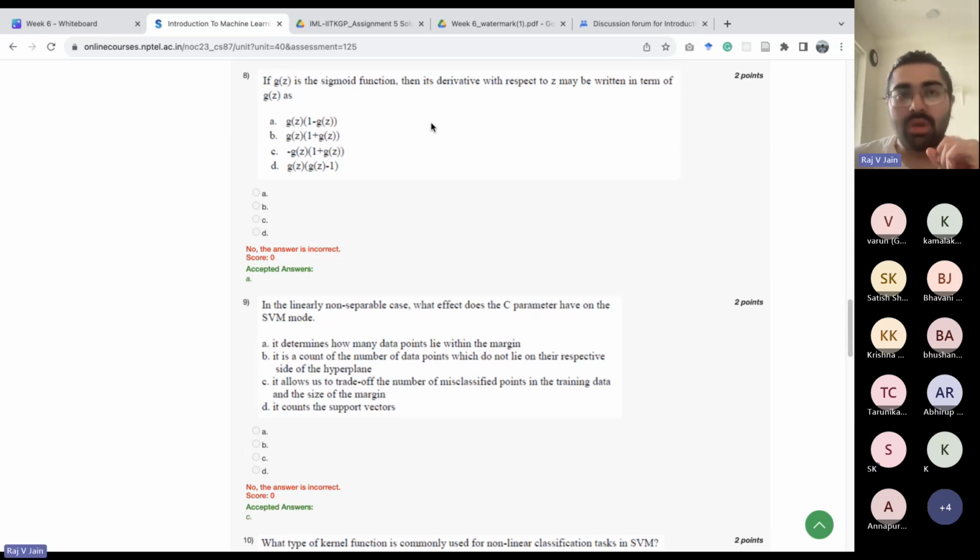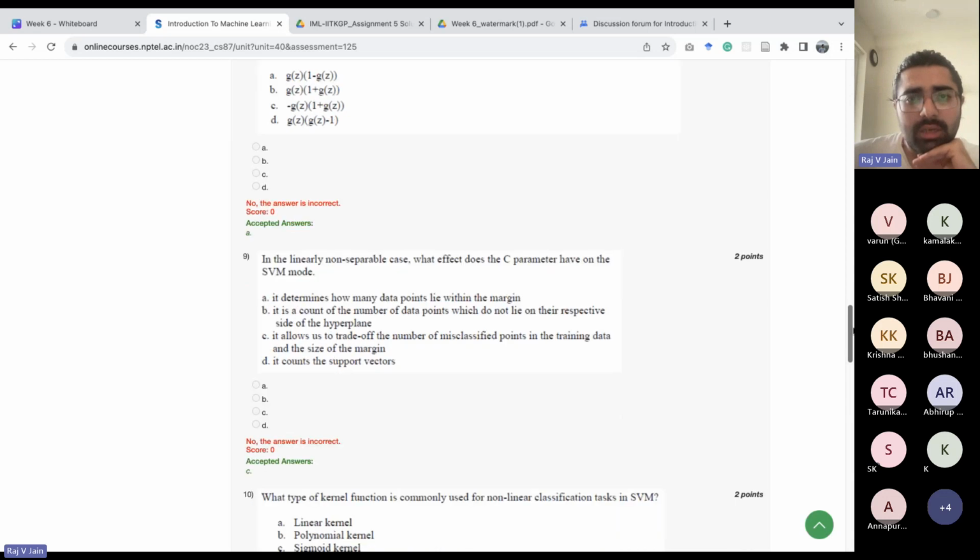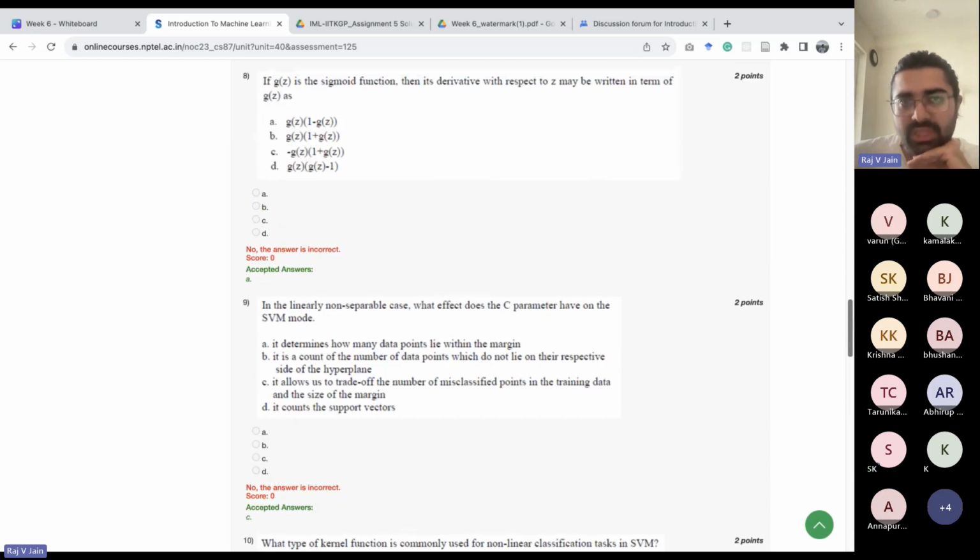Okay, good enough. So then, eighth question. I think we have the solution that has come out already. I think this is just a very straightforward derivative, again some high school 11th, 12th calculus. So this should be straightforward. The idea is that if g(z) is a sigmoid function, we can get the derivative with respect to z as the first expression, g(z) into 1 minus g(z). All right. Then I hope no questions there.